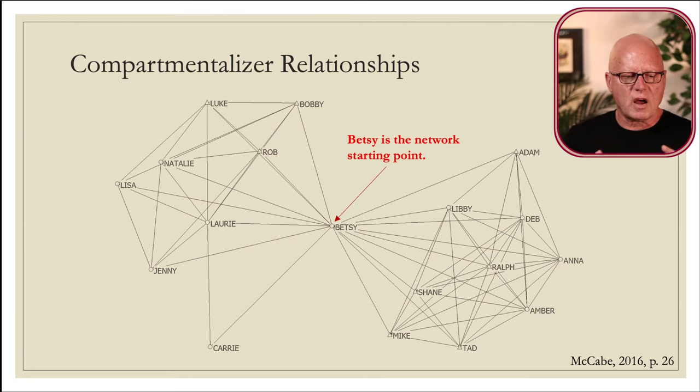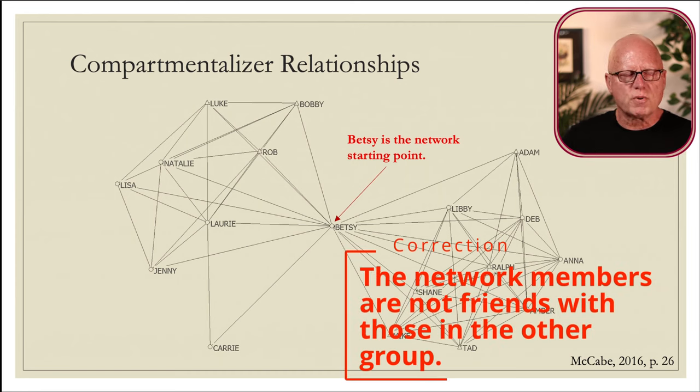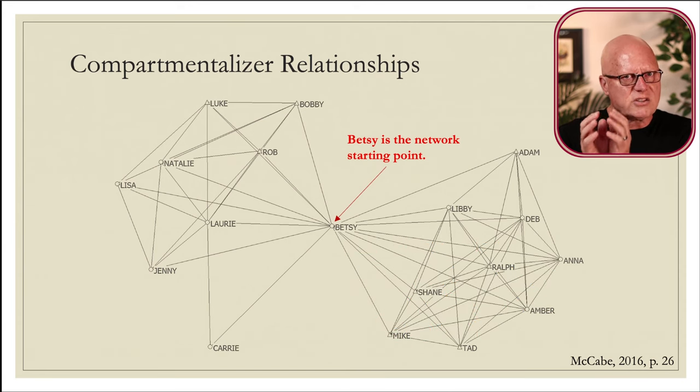Here's an example of the network for which I use the metaphor of a barbell. Betsy in the center is the linking person, and she is a member of two relatively dense groups, where the members of each group are not friends with one another. Within each group, there are multiple friendship relationships, but between the two groups, there's no link other than through Betsy.